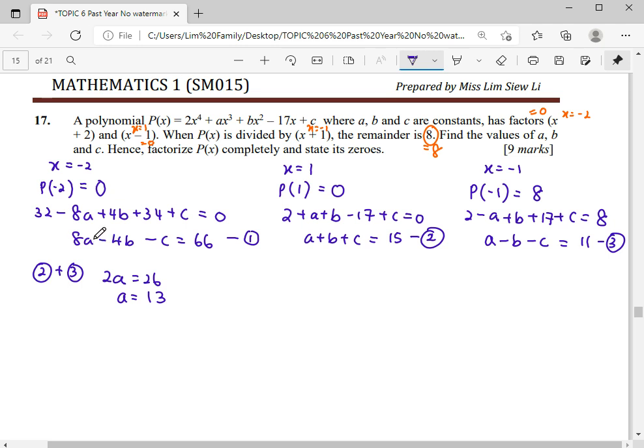In order to get a new equation involving BC only. So 104. Here is 104. When you move to the right hand side, 66 minus 104. So it will give you, substitute into A, it will give you negative 4B, negative C equals to negative 38.